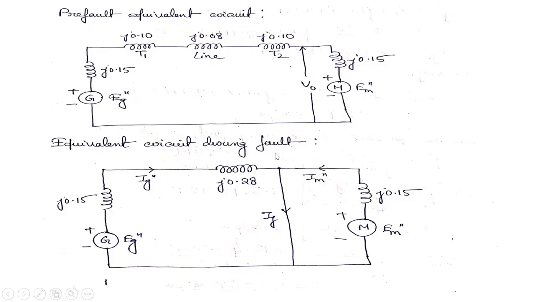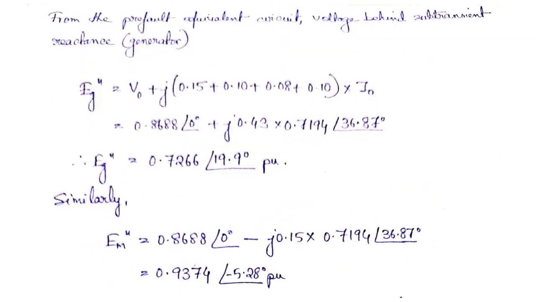So the equivalent circuit during fault will look like this. Our fault is at the motor terminal. So this is the fault line. Current is flowing both from the motor terminal and from the generator terminal. We have added this up, so this goes up to j0.28. So 0.15, 0.28, and the current is flowing through these two reactances. And here the motor current Im'' is flowing through this j0.15 reactance. This is a bit hazy, but I think it is understandable.